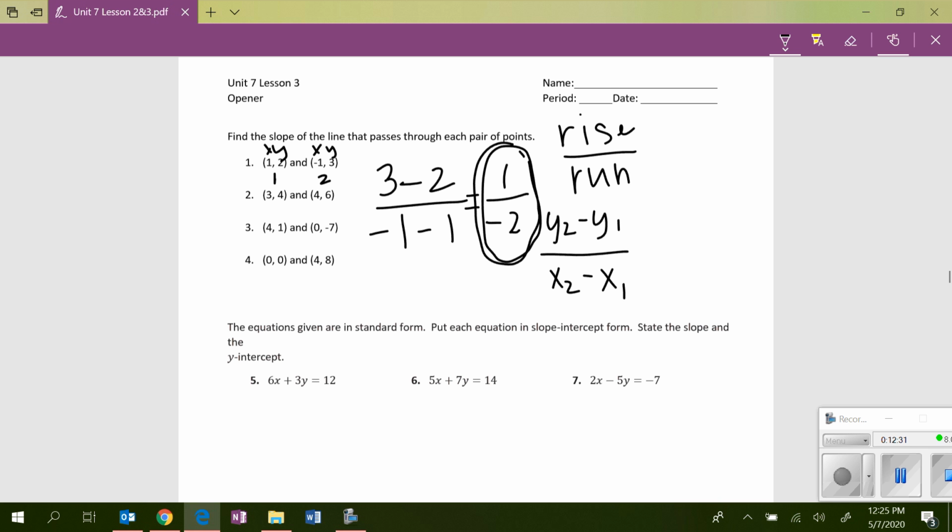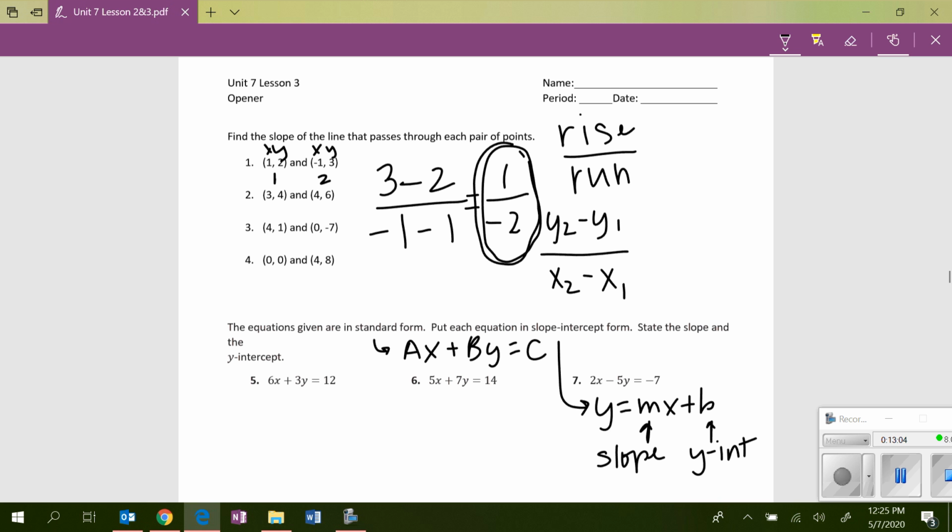The following part says the equations are in standard form. Standard form is ax plus by equals c. And I want to put each equation into slope-intercept form and state the slope and y-intercept. Slope-intercept form is y equals mx plus b. Once you get that in there, m is your slope, and b is your y-intercept.